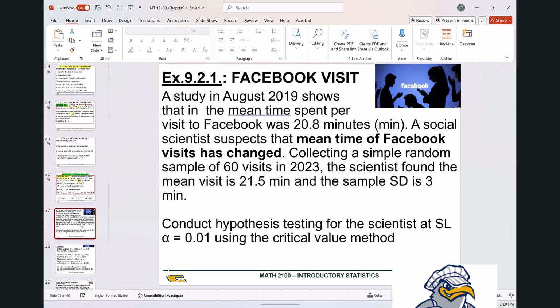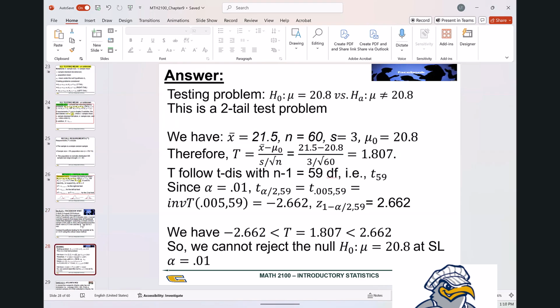What he suggests here is that the mean time changed. So change compared to what, right? We need a benchmark, and compared to 2019, which is 20.8, the hypothesis he wants to set will be HA: mu different from 20.8, and H naught will be mu equal to 20.8. And this is a two-tailed test problem.